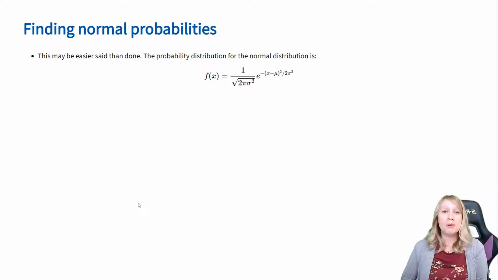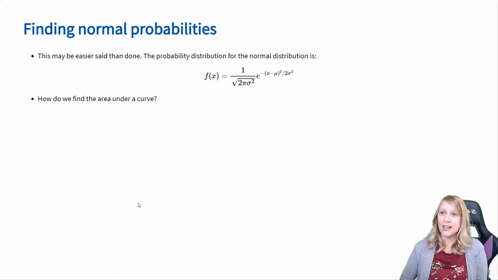The normal probability density function, as we refer to it, is 1 over the square root of 2 pi sigma squared times e raised to the negative x minus mu quantity squared divided by 2 sigma squared. So this is kind of a handful. In general, we don't want to integrate functions that look like this.